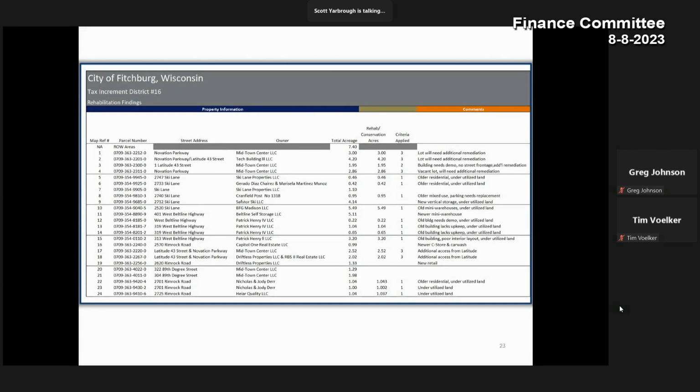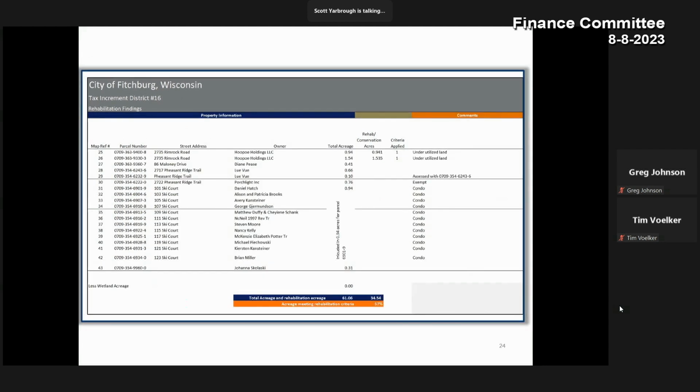In terms of the rehabilitation criteria for this TIF district, it has similar findings in terms of the overall area. There are some areas where there could be some reinvestment in existing properties to address some conditions and get to a higher or better use. And then we've also identified some underutilized properties that would benefit from some of the proposed infrastructure improvements. So in terms of the overall area within the district, the total acreage is approximately 61 acres. About 34.5 of those acres meet the rehabilitation criteria. So we're at 57%, which is within the statutory requirements.